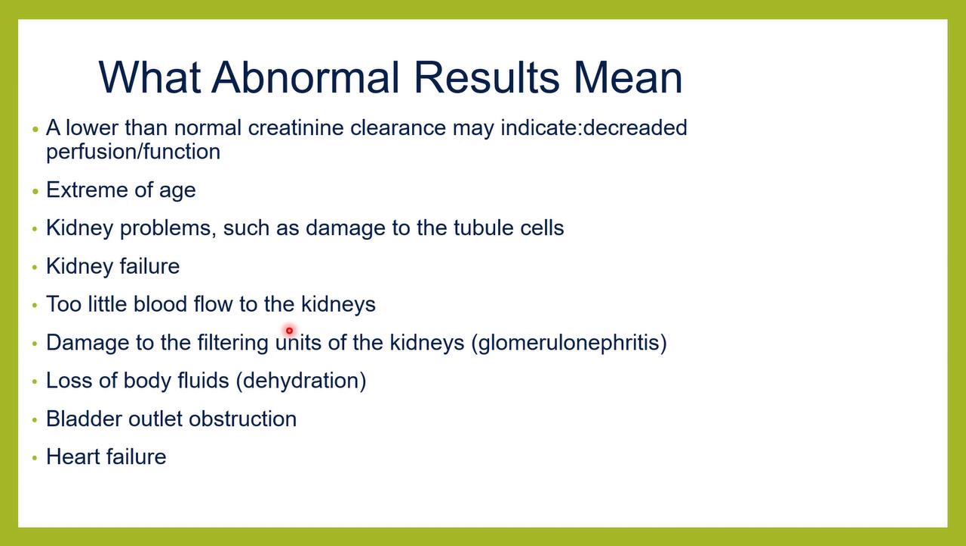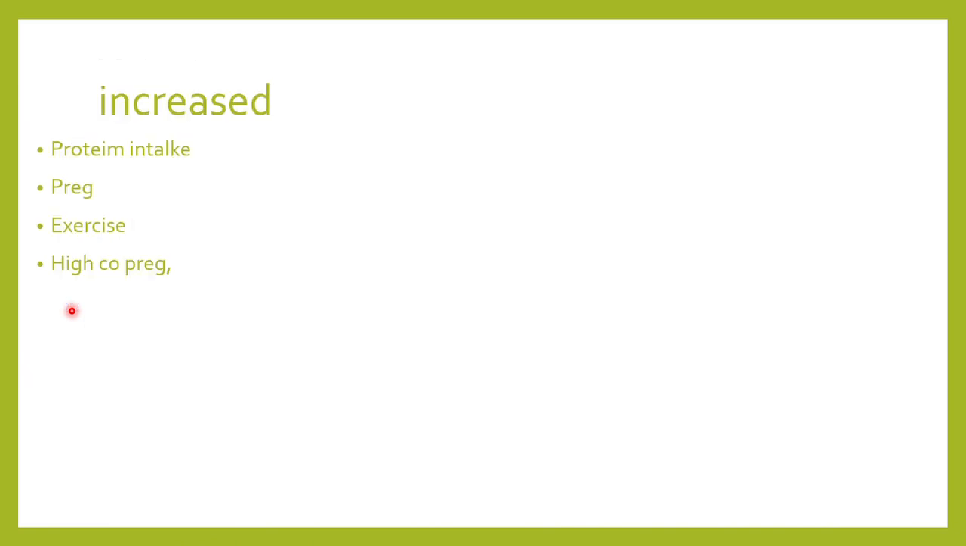Suppose there is damage to the glomerulus, glomerulonephritis, at that time also the creatinine clearance will go down. If there is loss of body fluids, if there is dehydration, the amount of blood flow itself to the kidney will be less. Bladder outlet obstruction, heart failure, all these conditions will reduce the creatinine clearance and the level of creatinine in the blood will rise.